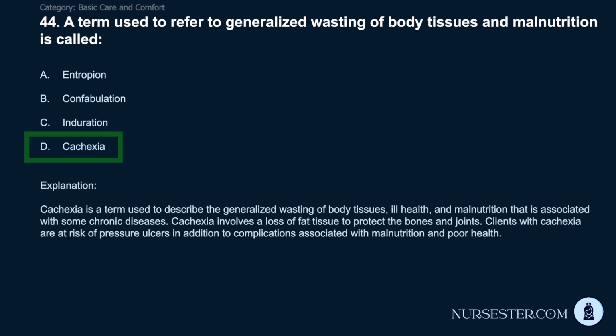Cachexia. Cachexia is a term used to describe the generalized wasting of body tissues, ill health, and malnutrition that is associated with some chronic diseases. Cachexia involves a loss of fat tissue to protect the bones and joints. Clients with cachexia are at risk of pressure ulcers in addition to complications associated with malnutrition and poor health.